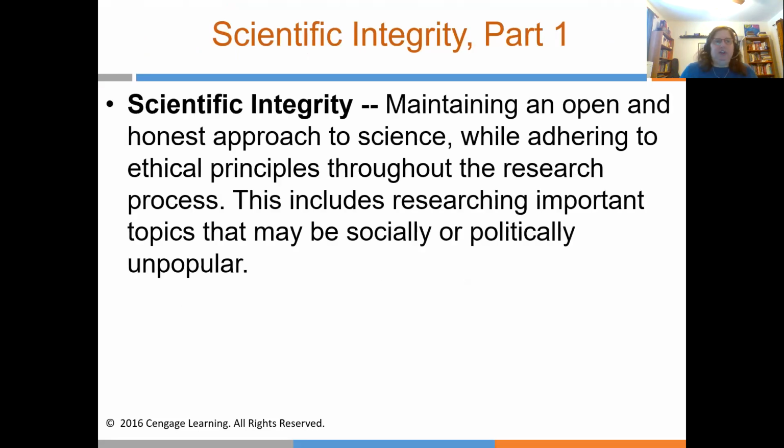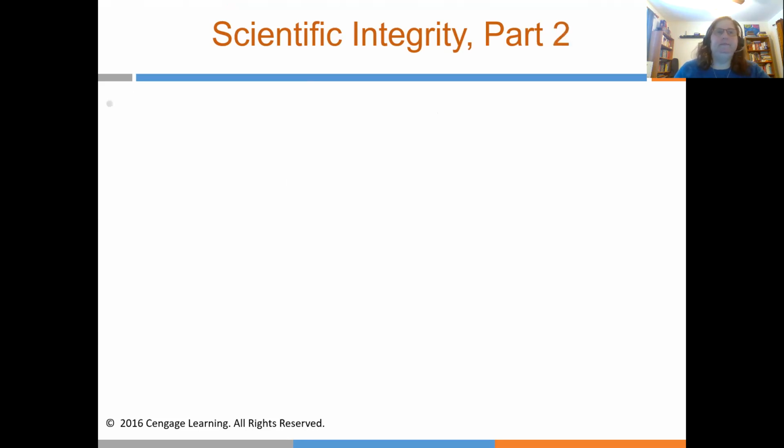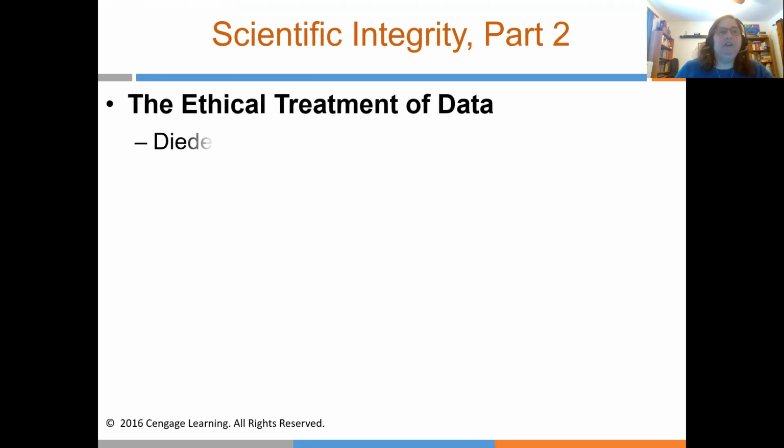So scientific integrity: maintaining an open and honest approach to science while adhering to ethical principles throughout the research process. This includes researching important topics that may be socially or politically unpopular. The ethical treatment of data.